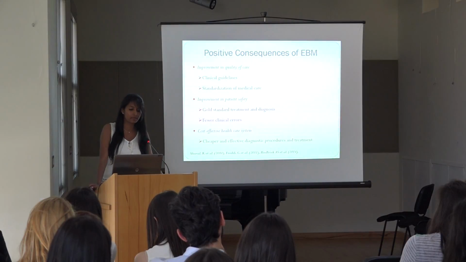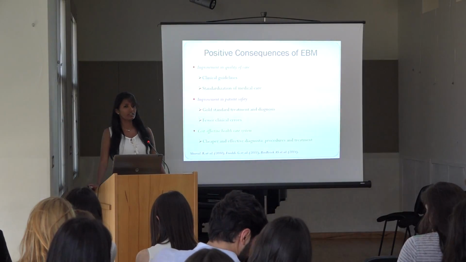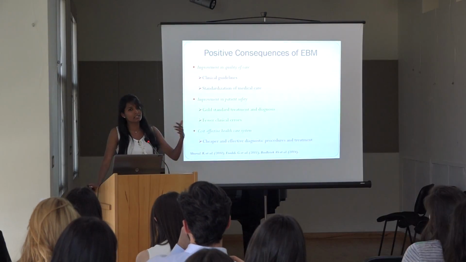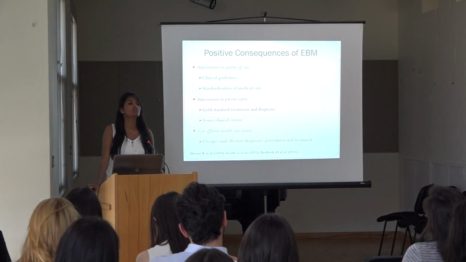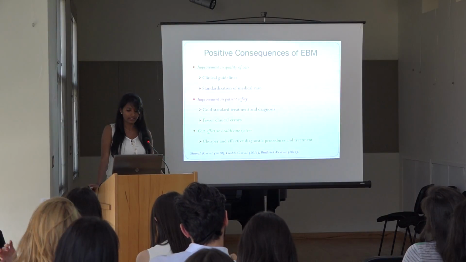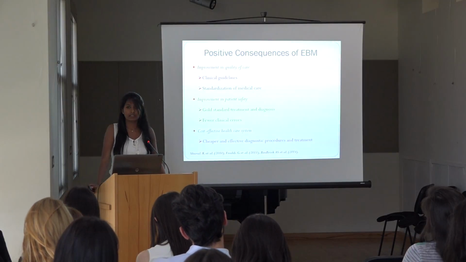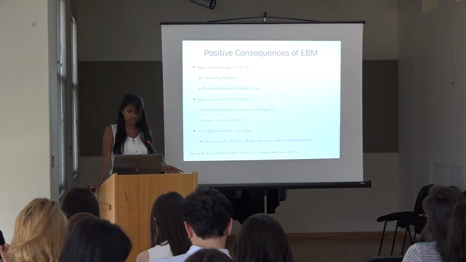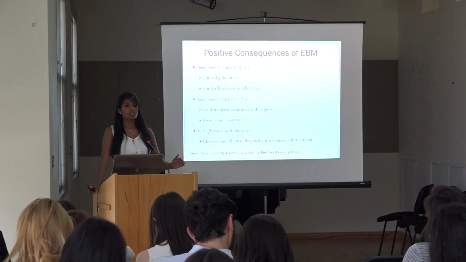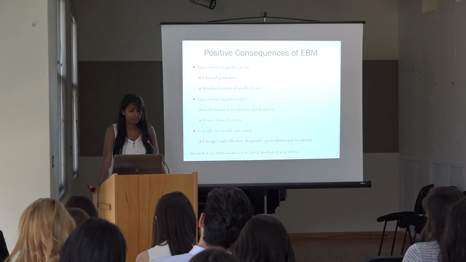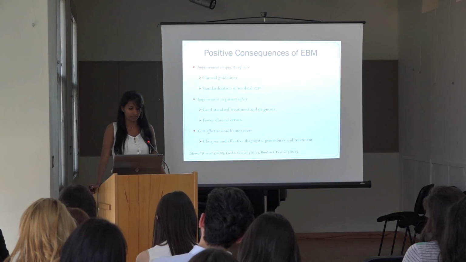The second one is improvement in patient safety. This is achieved by identifying the gold standard treatment and diagnosis, which is again identified from the evidence, and this helps to reduce clinical errors. The third one is a cost-effective healthcare system. Several studies are conducted on different treatment methods and diagnostic procedures, which help identify which are cheaper and effective. In this way, we can achieve a cost-effective healthcare system.